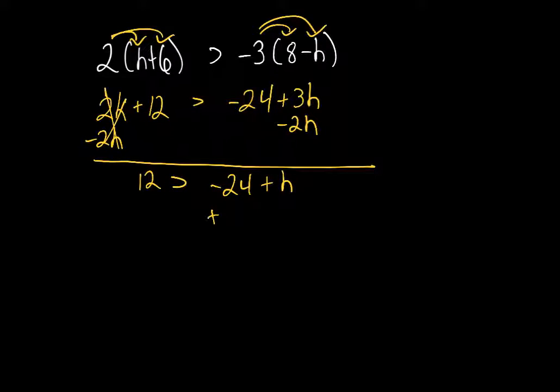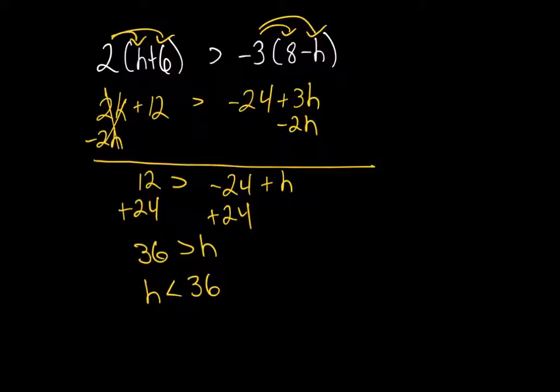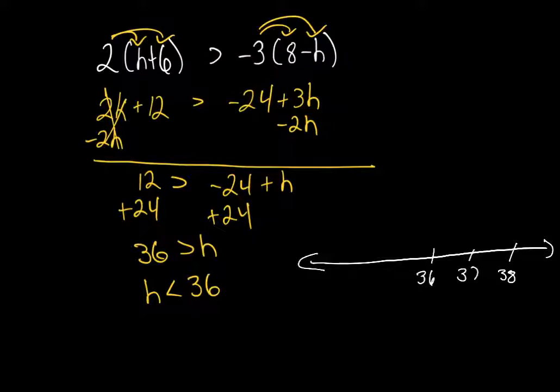Then I'm going to add 24, and I get 36 is greater than h. I'm going to rewrite it like this. So my variable is on the left-hand side. Now the last thing that we need to do is we need to graph. And so we're going to draw that. 36. Draw our number line. Not get confused on what we're doing here. 38, 35, 34.